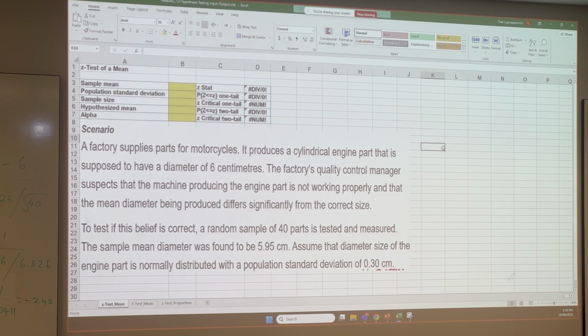Just enable editing. Now type. Why do you double click? Just type. 5.9. Enter. This is the population standard deviation, 0.26. Enter. Sample size is 40. Mean is 6. Enter. You are getting values.